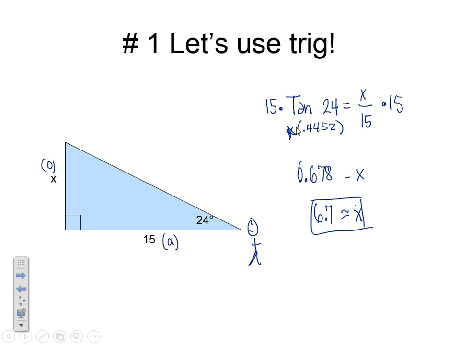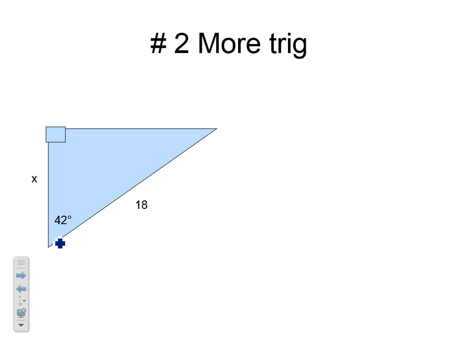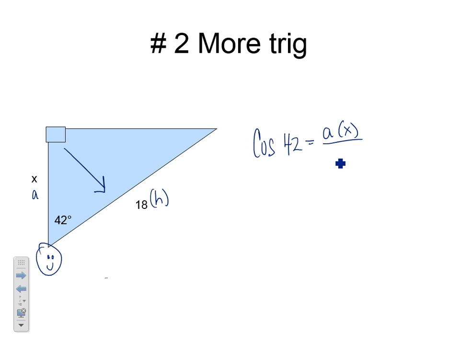Okay, let's try the next one. All right, here I am. I'm at angle 42. I'm going to go ahead and put myself at angle 42. Little smiley faces are a little bit faster for me than those stick figures. I'm not very good at them. So this would be the adjacent, and this would be the hypotenuse because that is across from the 90-degree angle. So I have an O and an H. No, I have an A and an H, excuse me. So an A and an H would mean cosine. So cosine of 42 equals A, which is my x value, over 18.